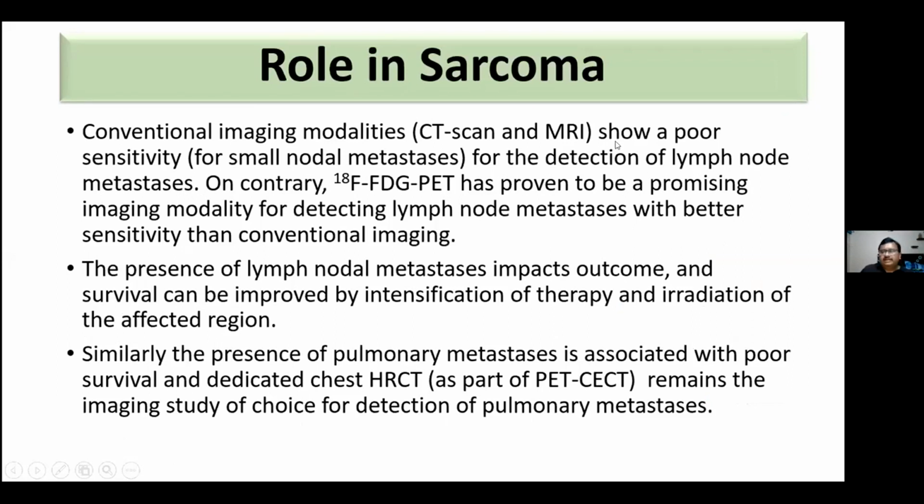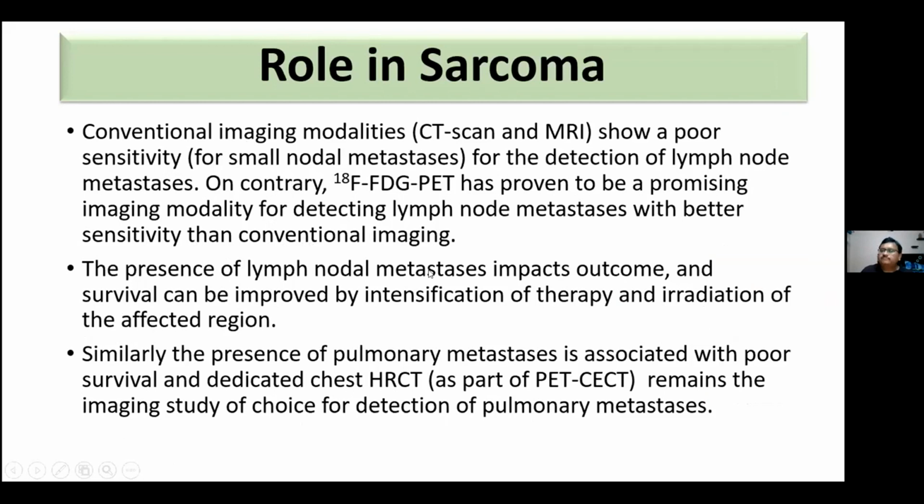Conventional imaging modalities, CT and MRI, show a poor sensitivity for small nodal metastasis. Now, nodal metastasis is not very common in sarcoma, everybody knows. But when they are there, they have a grave prognosis. For detection of lymph node metastasis, on the contrary, PET has proven to be a promising imaging modality with better sensitivity than conventional imaging.